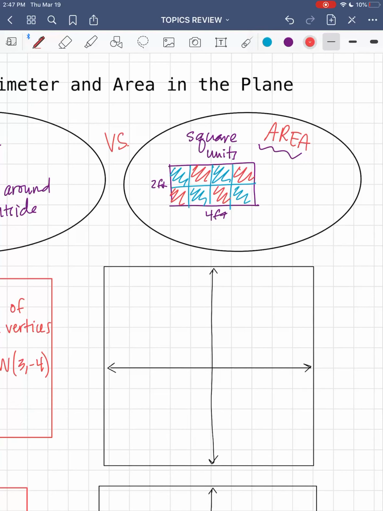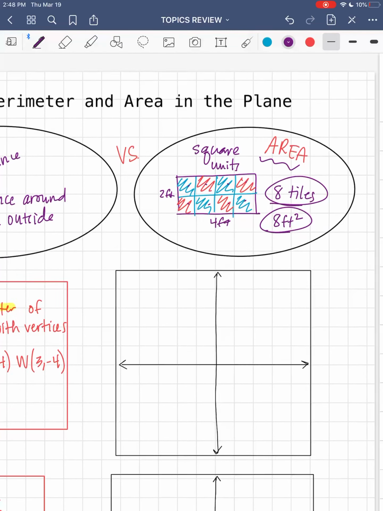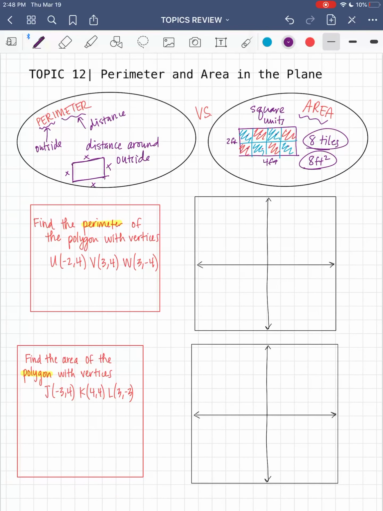So how many tiles would that be? That's 1, 2, 3, 4, 5, 6, 7, 8 tiles. 8 tiles. Or we could say like 8 square feet, and we write that like that, 8 feet squared. Okay. So area is like tiling the inside. Perimeter is around the outside.